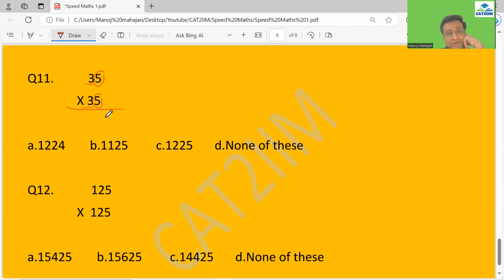this approach. 5 into 5, 25. 3 into 4, 12. So 1, 2, 2, 5. What is the answer? That is nothing but option C out here. We can apply the same trick over here also. What is 5 into 5? Again, we can write 25. 12, and what is the next number? 13. So 12 into 13, that is nothing but 156. So I can write 15625. So you understood by now that for the square of a number ending with 5, the method would work very, very fast.